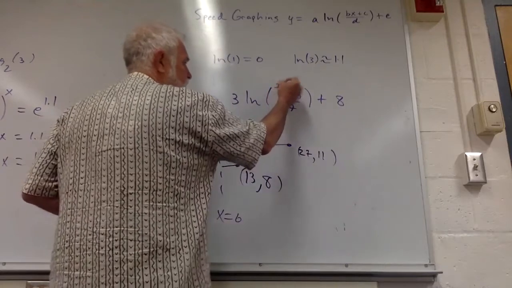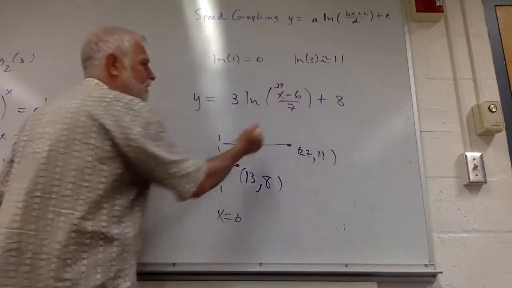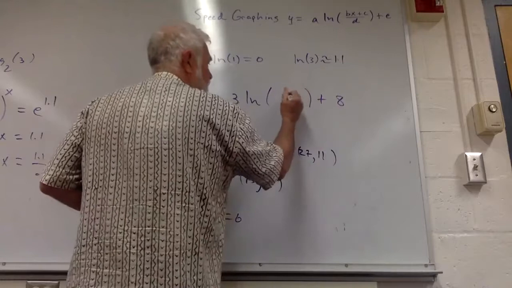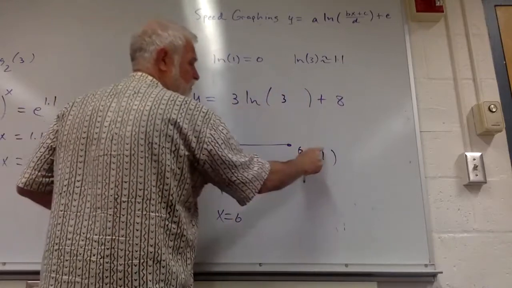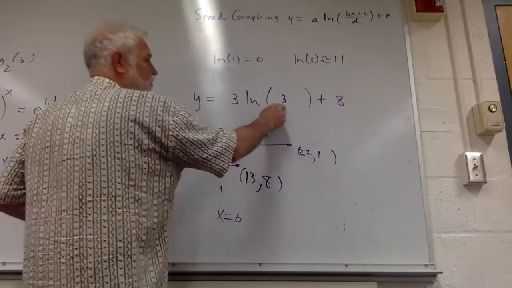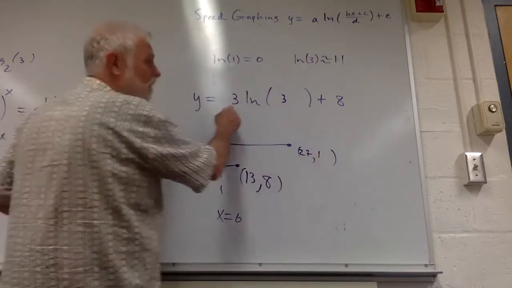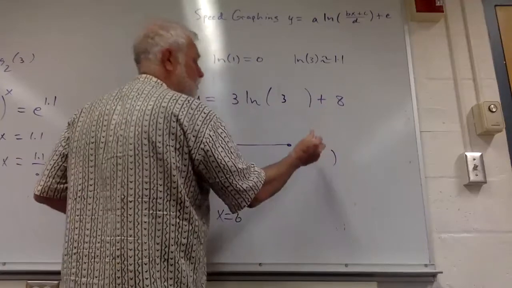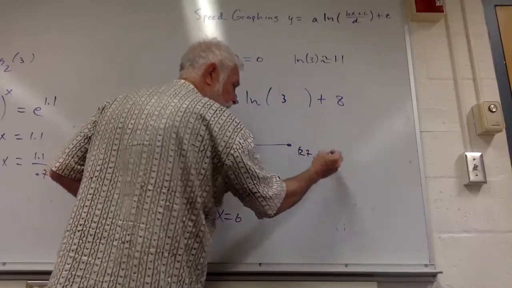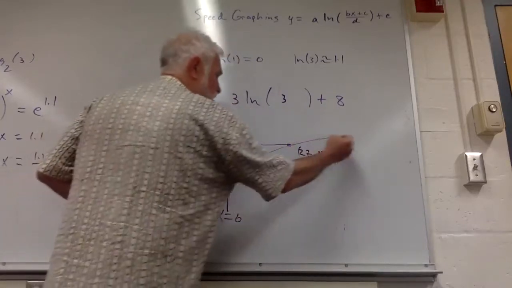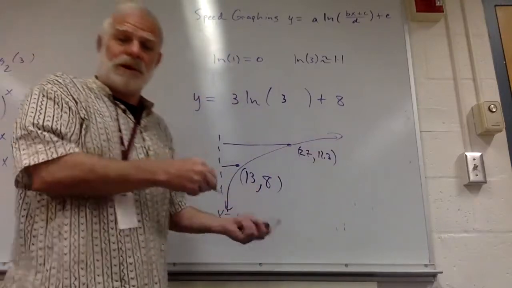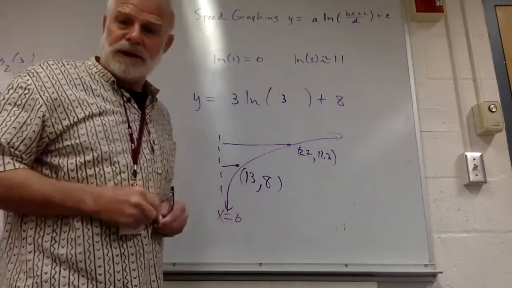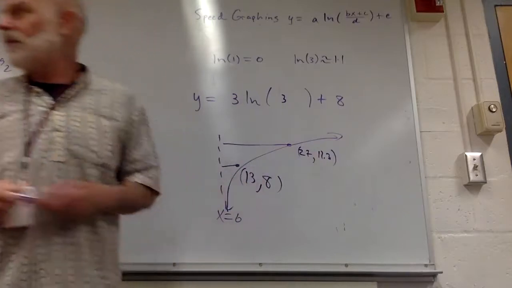So 27 minus 6, 21 divided by 7 is 3, so the ln of 3. I might have made a mistake here. Ln of 3, 1.1. Yeah, I'm doing regular logs. Ln of 3, 1.1 times 3, 3.3 plus 8, 11.3. Yeah, there we go. And so there's your log, there's your graph. Okay, I made a mistake because I'm talking while I'm doing it, rather than concentrating on it. So try another one here.